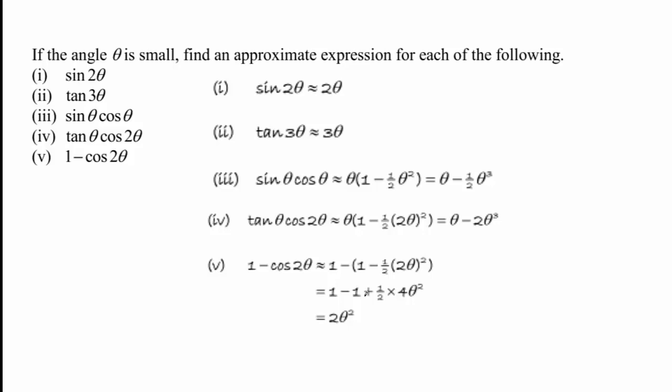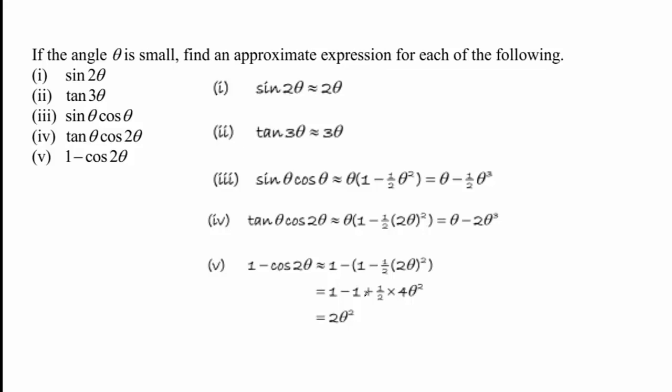The next one, tan theta times by cos 2 theta. So the tan theta gets replaced with a theta. The cos 2 theta gets replaced with a 1 minus half 2 theta all squared. When you multiply this out, just be careful that 2 theta all squared is 4 theta squared. And you're going to do more multiplying out, and you get to theta minus 2 theta cubed.